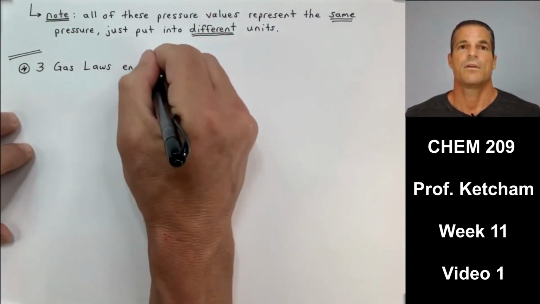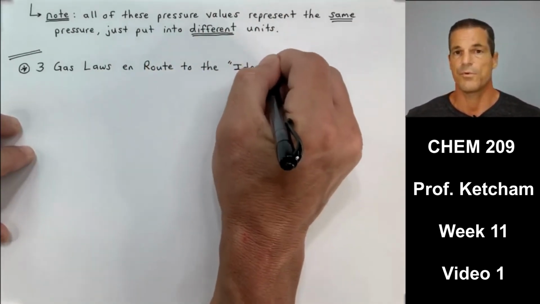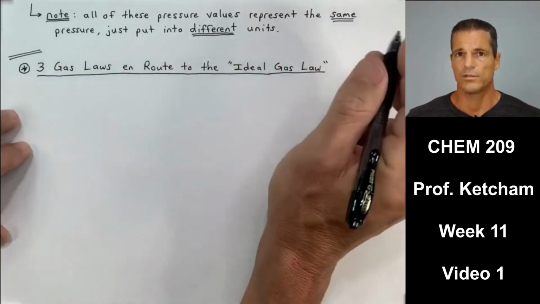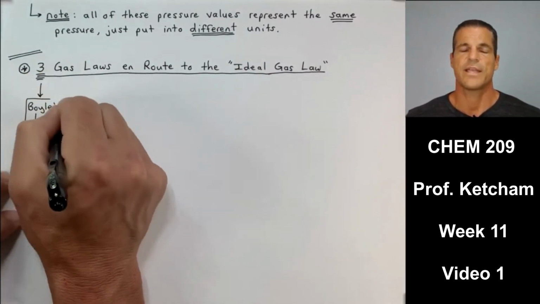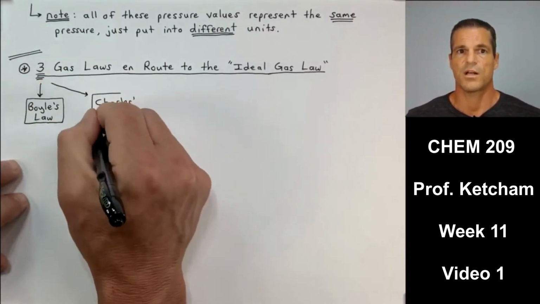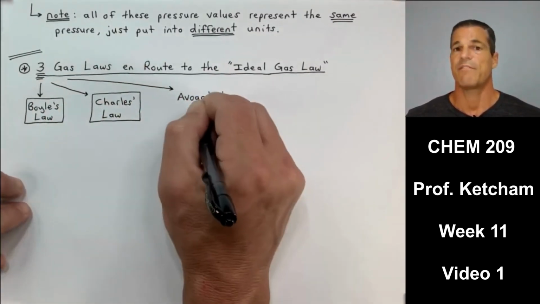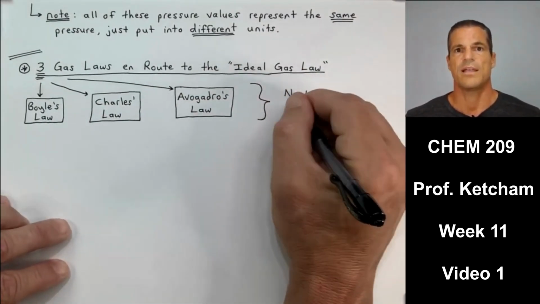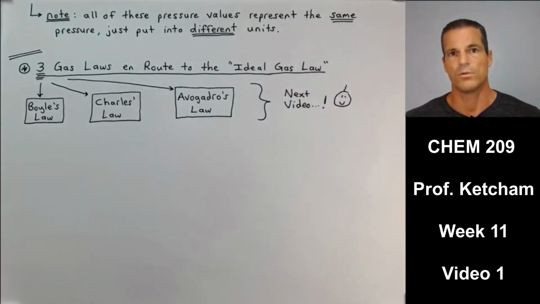All right, now in our next video, video number 2 for section 5, we're going to talk about 3 individual gas laws. We're going to talk about Boyle's law, which shows the relationship between gas pressure and gas volume. We're going to talk about Charles' law, which talks about gas volume and gas temperature. And then we're going to talk about Avogadro's law, which talks about volume and the amount of a substance, the relationship between the two. So, the volume and moles relationship.